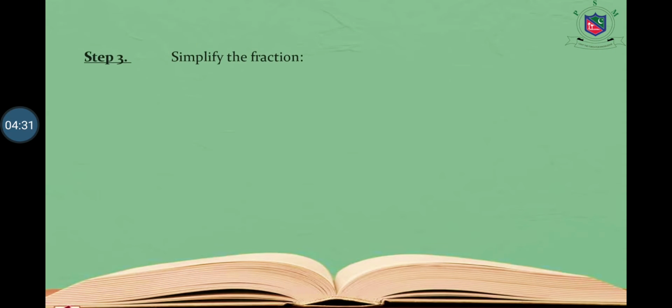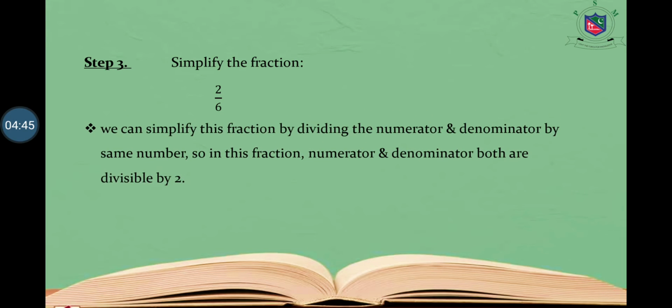My dear students, in the third step, we have to simplify the fraction. As we know, we can divide 2 and 6 both by 2. So 2 divided by 2 will be 1 and 6 divided by 2 will be 3. So after simplification, we get the final answer as 1 upon 3.